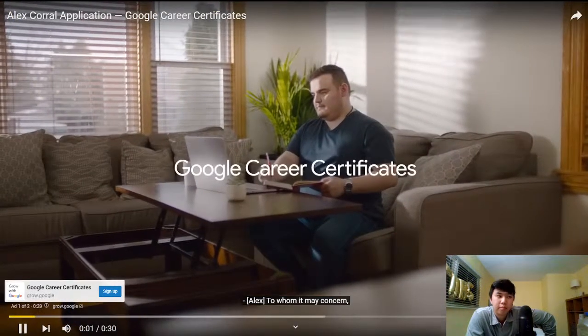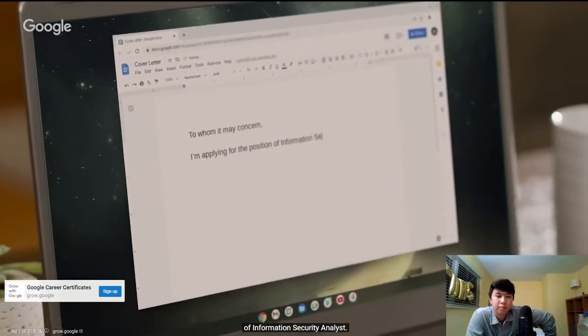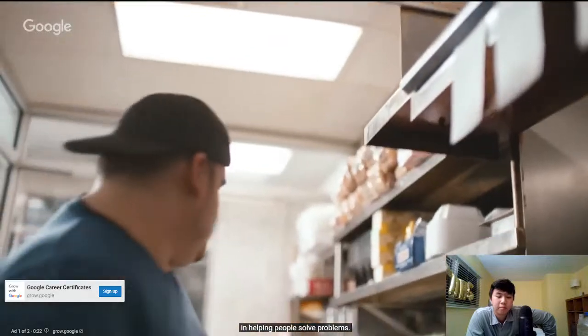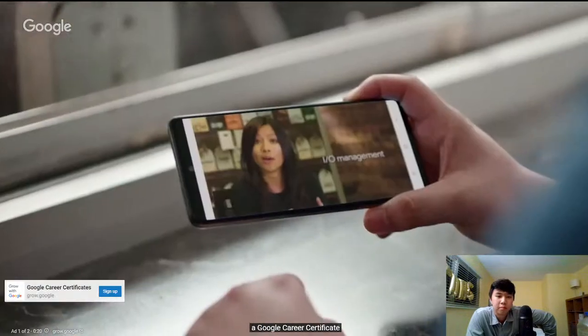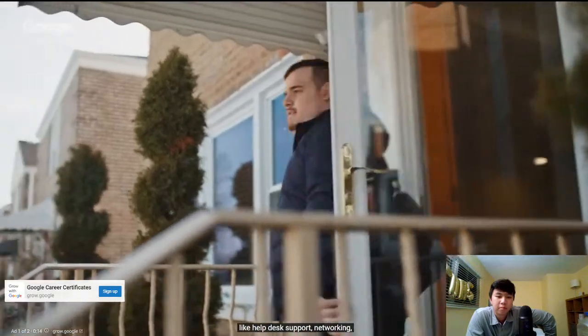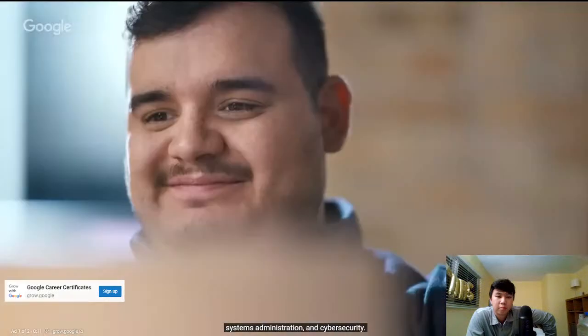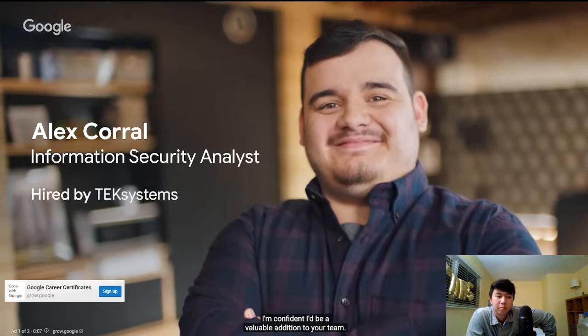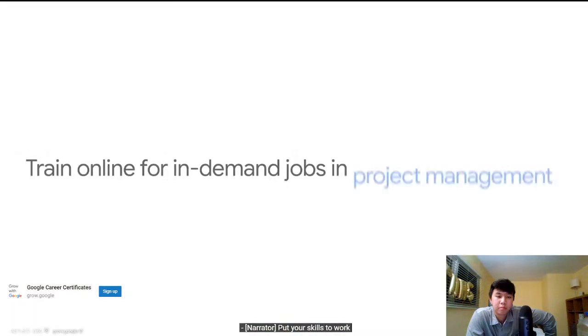To whom it may concern, I'm applying for the position of Information Security Analyst. I've always been interested in helping people solve problems, and I recently completed a Google Career Certificate in IT support. It's given me a solid foundation in important areas like help desk support, networking, systems administration, and cybersecurity. I'm confident I'd be a valuable addition to your team. Put your skills to work with a Google Career Certificate.